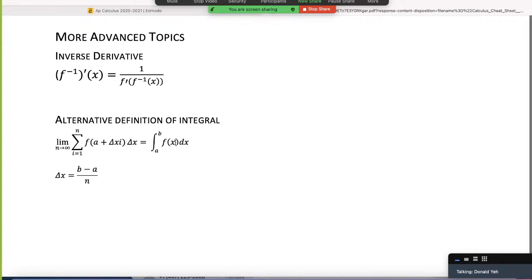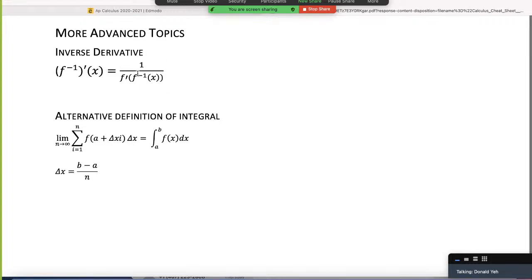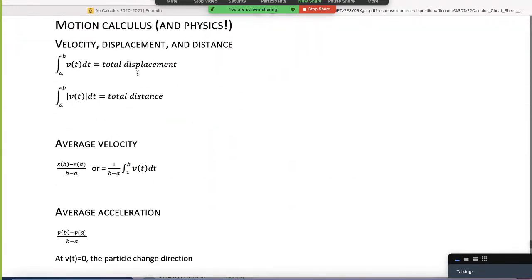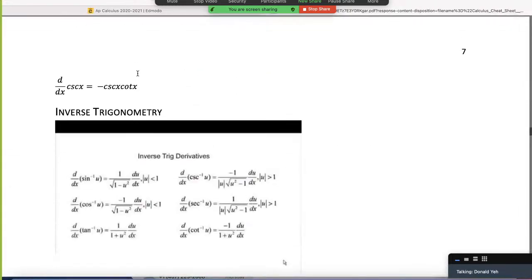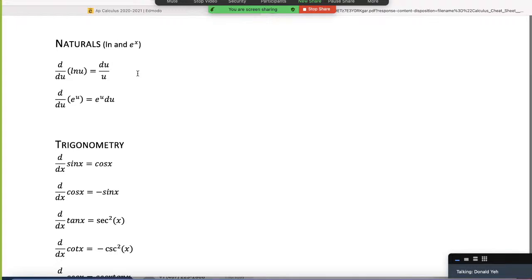Definition of integral: we saw one question yesterday, but I told students not to worry about it. And inverse derivative, that's the one I will worry about. Okay, so that's pretty much the whole cheat sheet. Let's go.